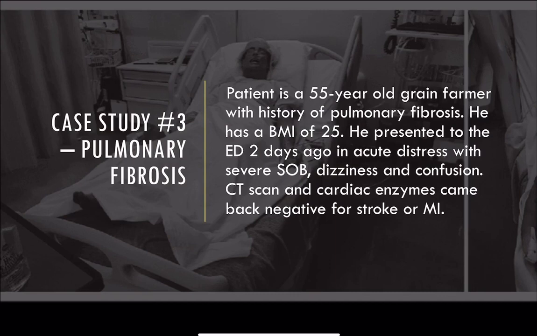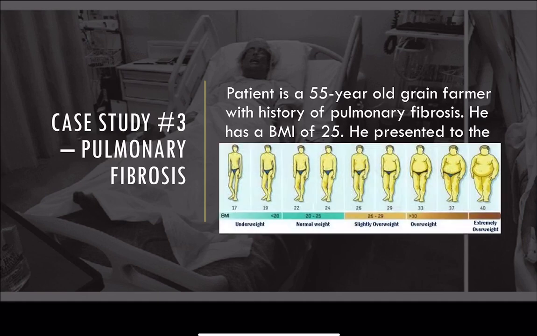So, our case is a patient who is a 55-year-old grain farmer with a history of pulmonary fibrosis. He has a BMI of 25. He presented to the emergency department 2 days ago in acute distress with severe shortness of breath, dizziness, and confusion. CT scan and cardiac enzymes came back negative for stroke and MI. So we quickly ruled out stroke and MI. Now let's see what's going on with this patient.